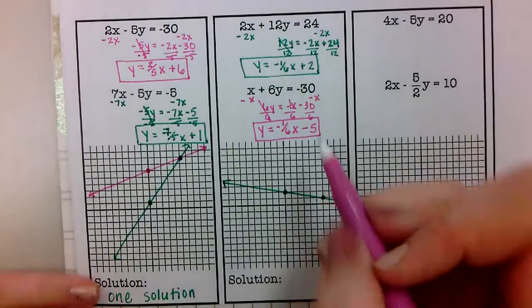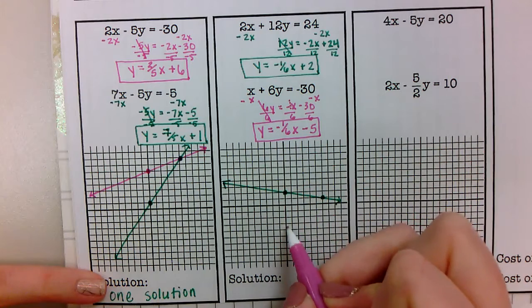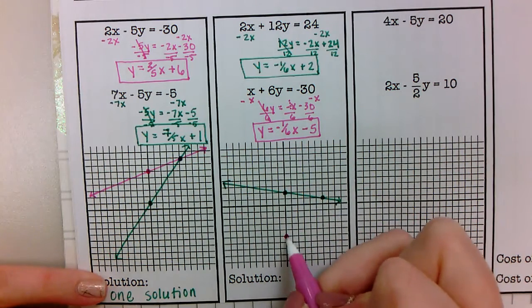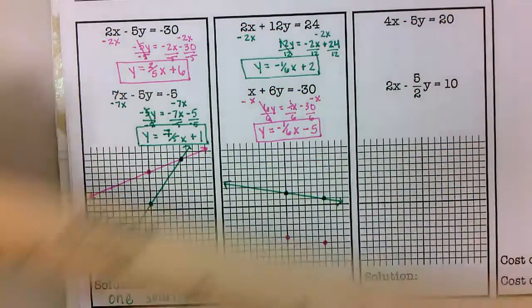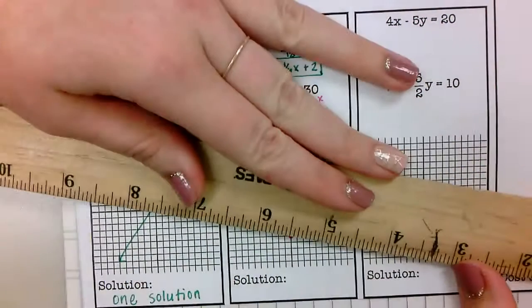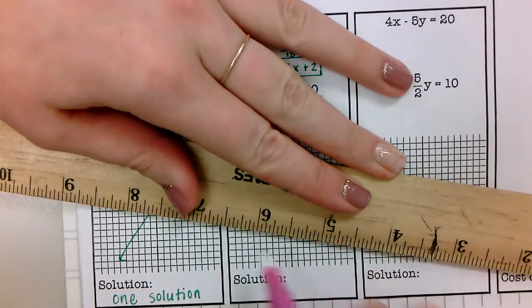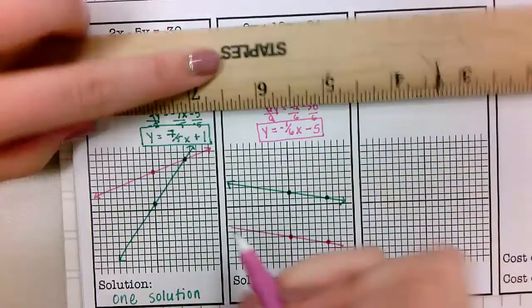And then same for the pink. I'm going to start at negative 5. 1, 2, 3, 4, 5. I'm going to go down 1 and over 6. And connect those. And that will be the function graphed that matches the equation.